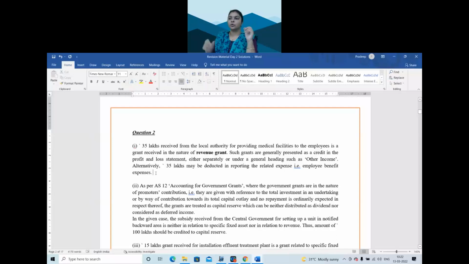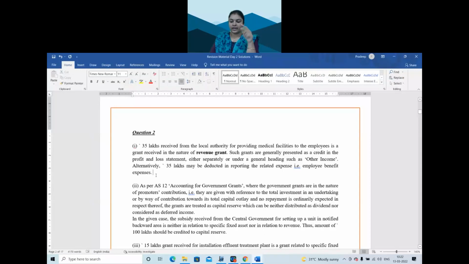Or there is another option. You already have employee expenses. You can show total employee expenses less grant received for employee expenses. So alternatively, it can be deducted by showing it as a subtraction from the expense, which is employee benefit expenses.